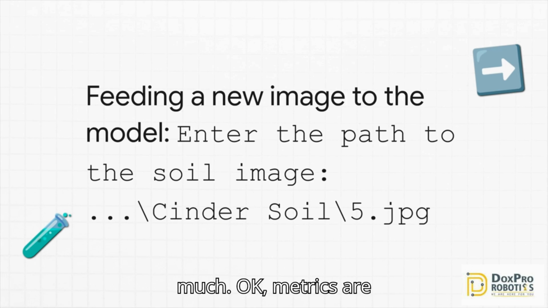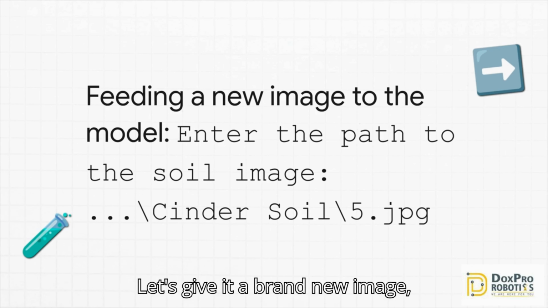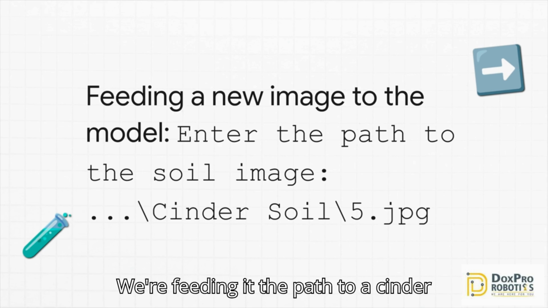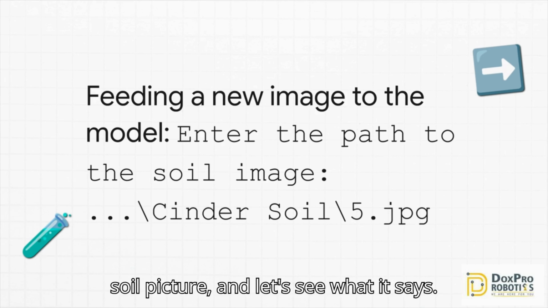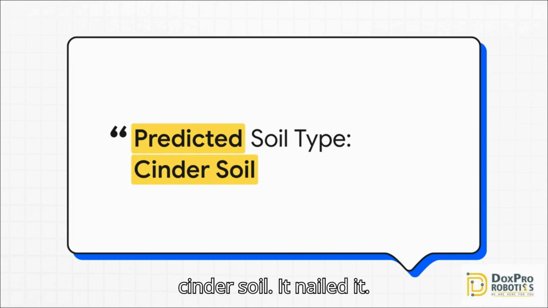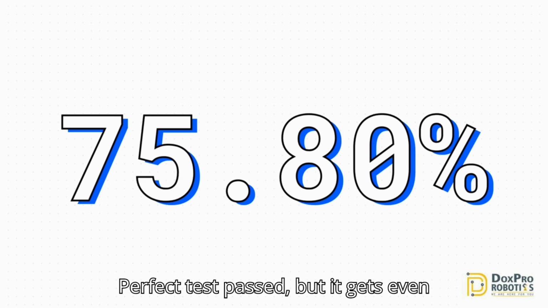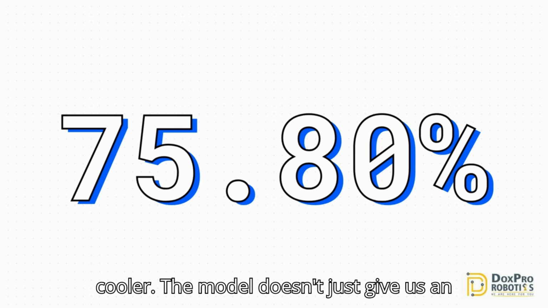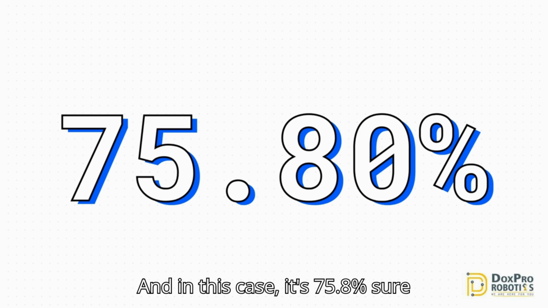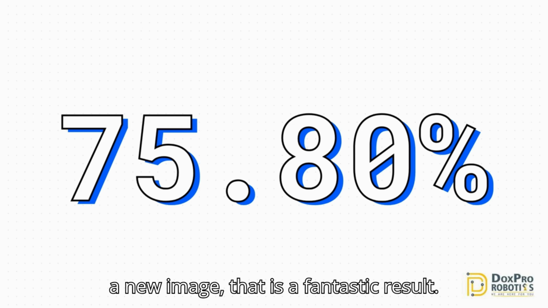Okay, metrics are great, but here's the moment of truth. Let's give it a brand new image, one it has never, ever seen before. We're feeding it the path to a cinder soil picture, and let's see what it says. And there it is. Predicted soil type, cinder soil. It nailed it. Perfect. Test passed. But it gets even cooler. The model doesn't just give us an answer. It tells us how confident it is. And in this case, it's 75.8% sure that it's right. For a real-world test on a new image, that is a fantastic result.